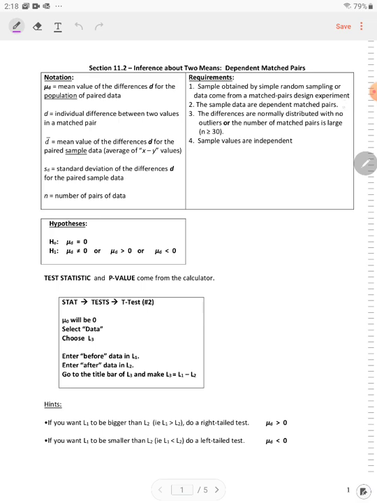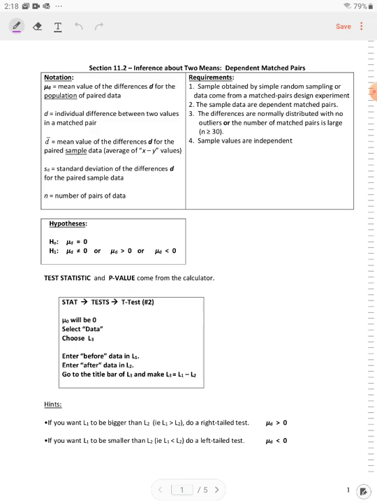The sample data are dependent. The differences are normally distributed with no outliers, or the number of matched pairs is large, greater than or equal to 30, and the sample values are independent. So our hypothesis test that we will run is the null is mu sub d equals 0, and then the alternative is mu sub d is not 0, it's greater than 0, or less than 0.